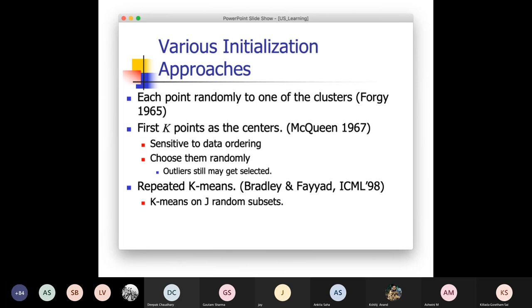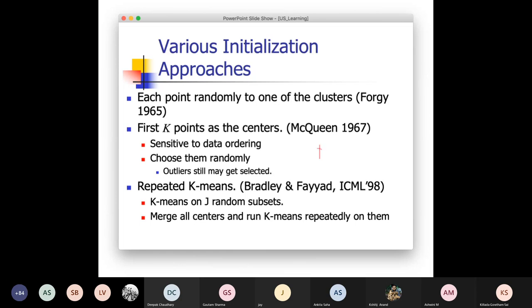Or you can do repeated k-means. That means you run k-means a number of times and try to see what kind of stable results there are. So you can run k-means on j random subsets and merge all the centers. That means you take j random subsets, perform k-means on them, merge all centers, and run k-means again on them. This method is very simple. What it does is the following.